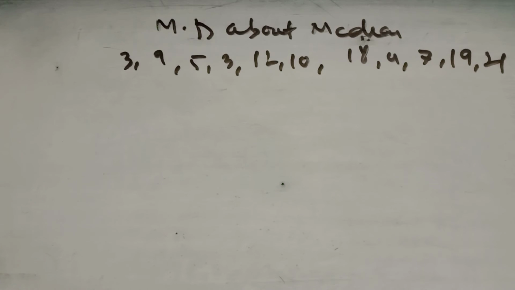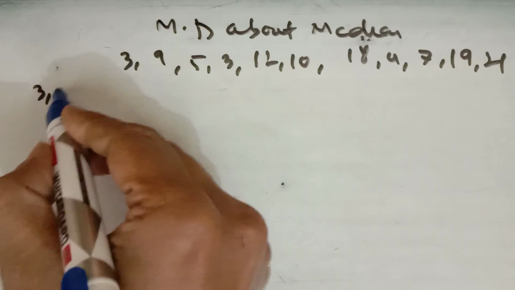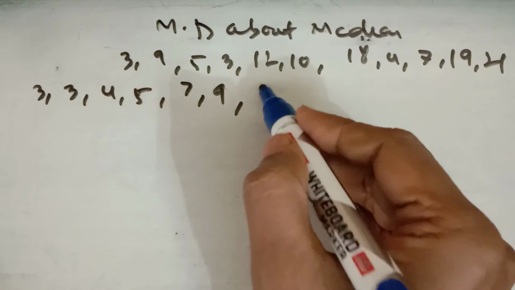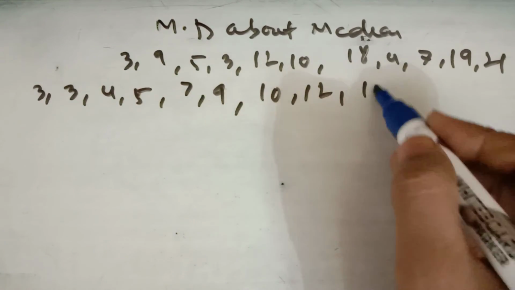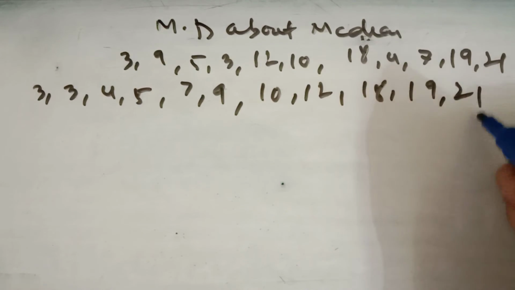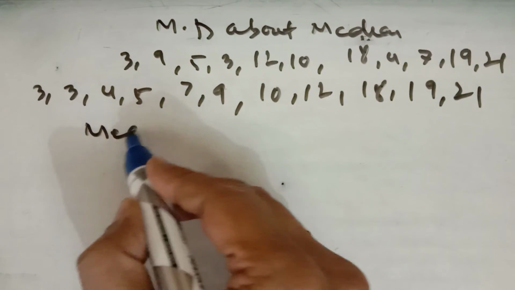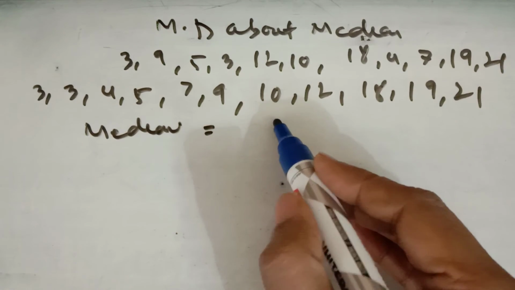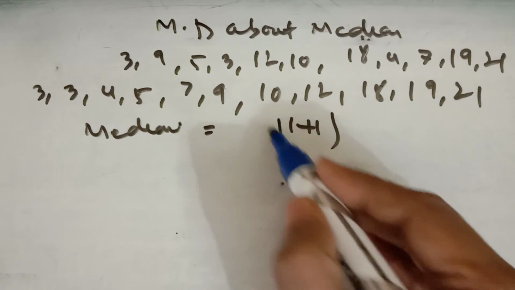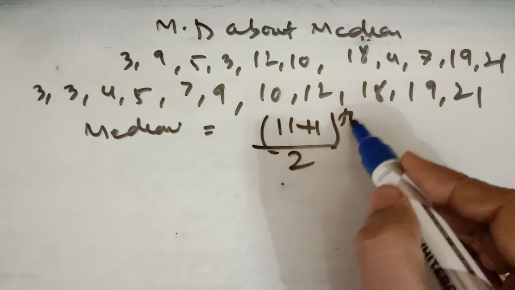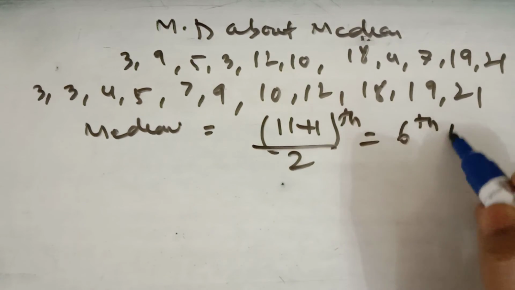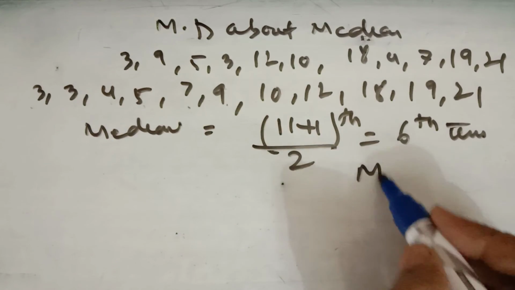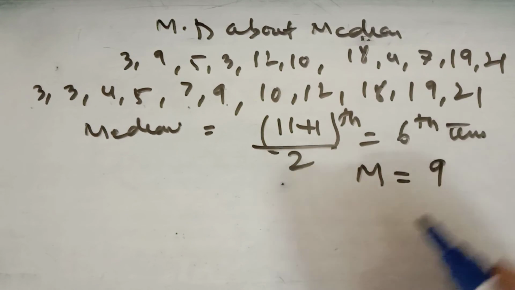First of all, you have to find the median. To find the median, first of all arrange this data in ascending order. You know how to find the median. This is the arrangement of this data in ascending order, and the number of observations here is 11. So the median will be the 11 plus 1 upon 2th term, that is the 6th term. Counting 1, 2, 3, 4, 5, 6, the median of this data is coming out to be 9.